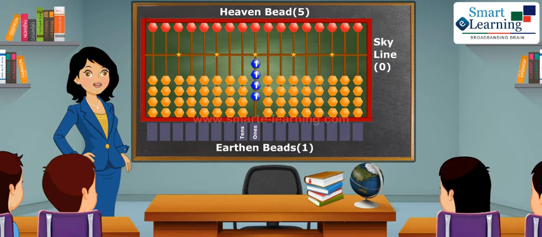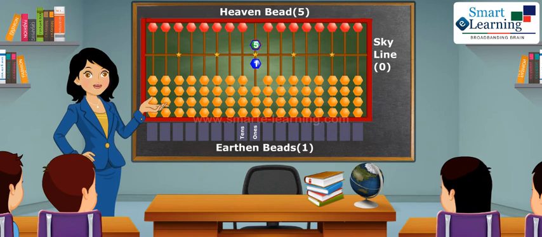In order to represent 5, move all the earthen beads down and make one heaven bead touch the skyline. When one earthen and one heaven bead unite at the skyline, it constitutes number 6. That is, 5 heaven plus 1 earthen is equal to 6.